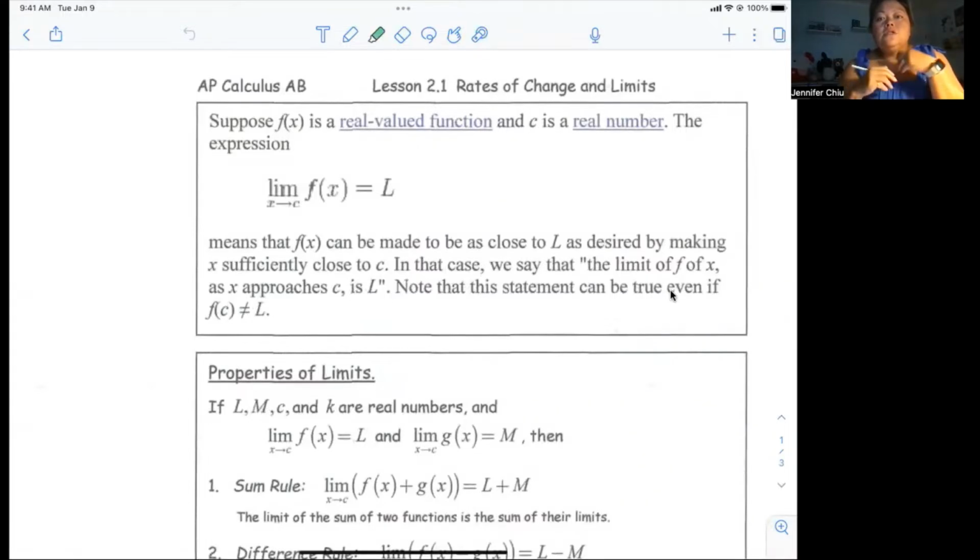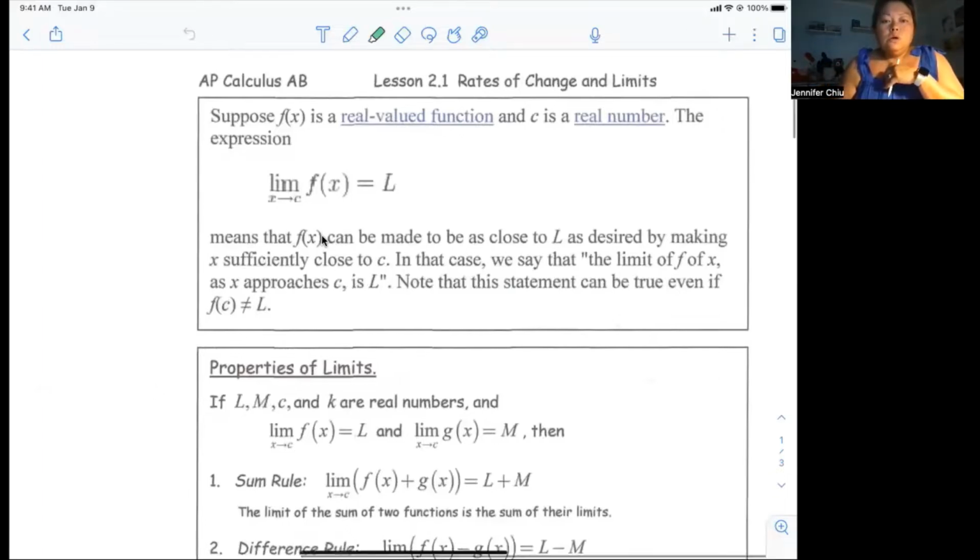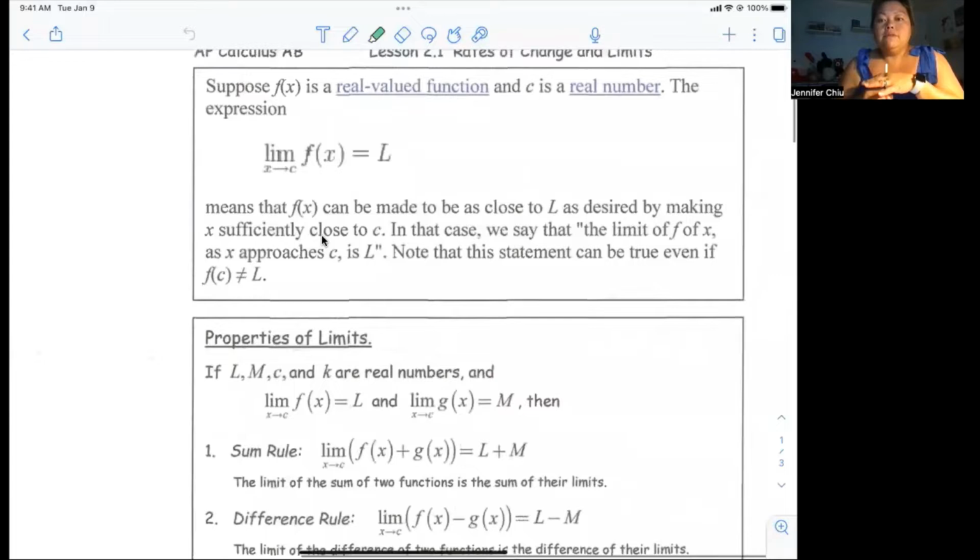Okay, so this is lesson 2.1 on rates of change and limits. We are going to start looking at limits and how they pertain to our functions, and really how we can look at it in terms of the functions being continuous or not. So, limits is just another way of saying y value.